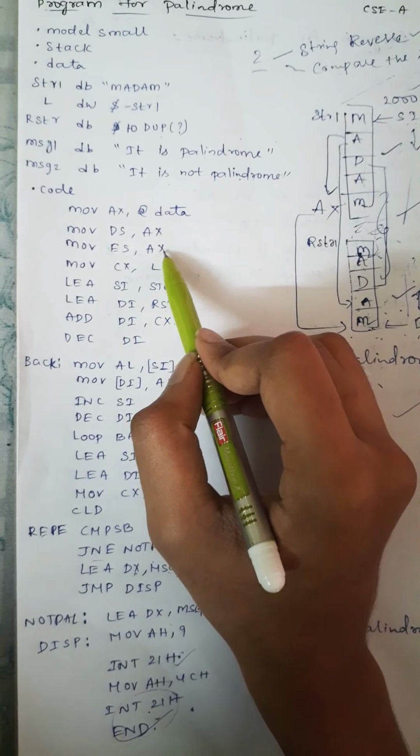That's it. The important point is that the source index gets incremented, the DI register gets decremented, and this process continues. Again the string is compared; if both are equal, it is a palindrome, otherwise not a palindrome. This is the output we get for this program.